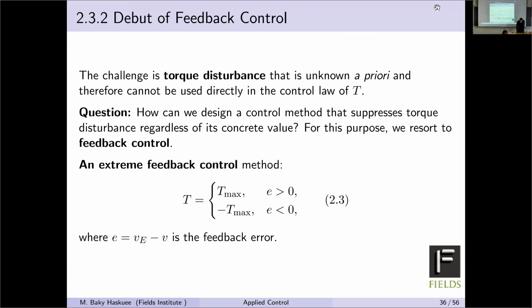Okay, so now I will control with feedback. If we have the torque disturbance, which is unknown, and we have some prior information about the system performance, I will use the control law of the T. So my question will be, how can we design a control method that suppresses the torque disturbance regardless of its concrete value? For this purpose, we resort to feedback control. How can we do that?